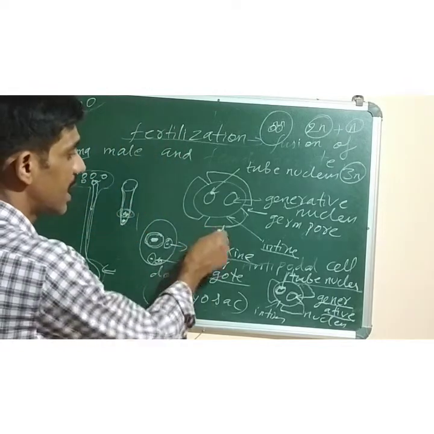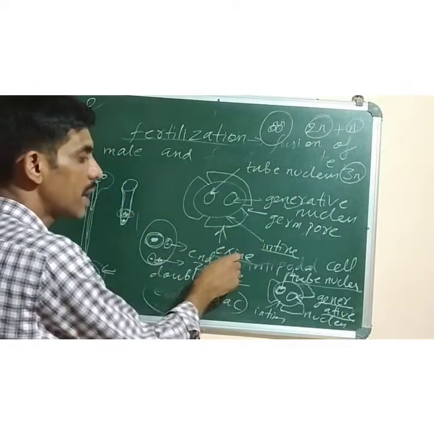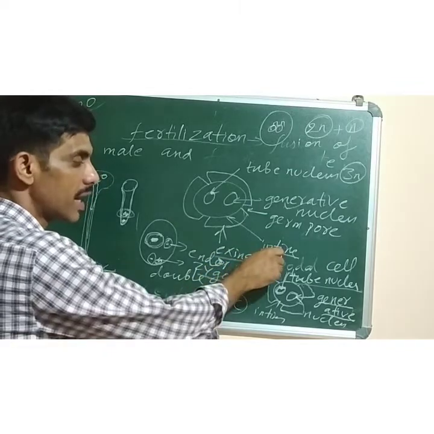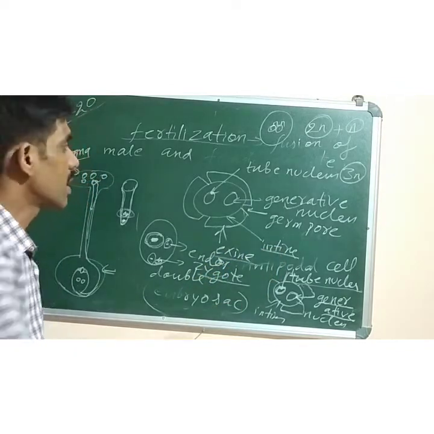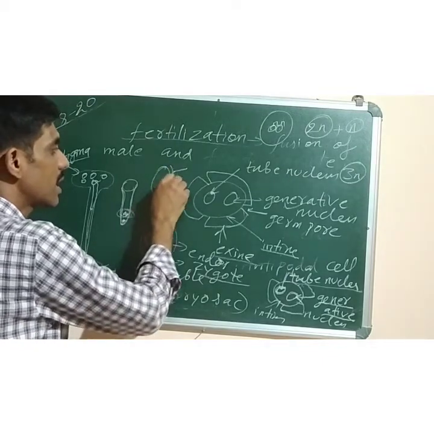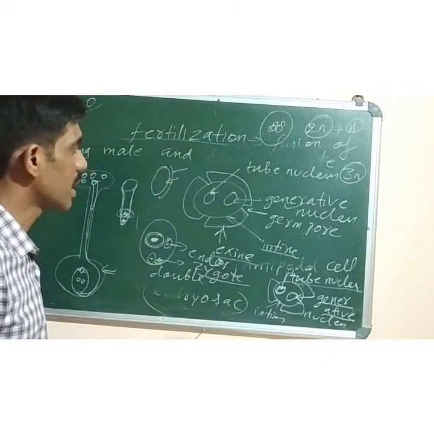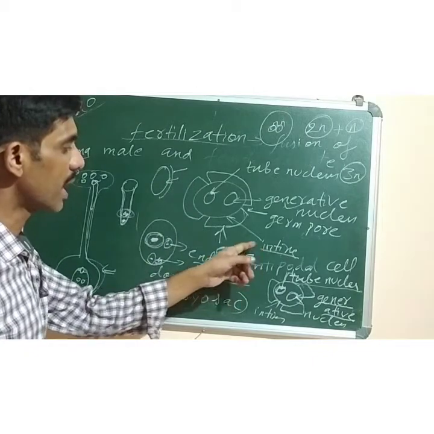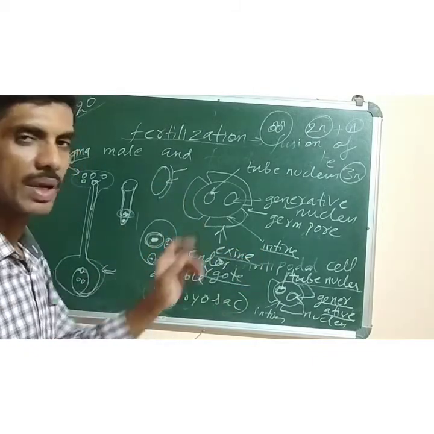Integuments will develop into testa and tegmen. What are testa and tegmen? In a seed, the outermost layer of the seed coat is called testa, and the inner layer is called tegmen. So the testa develops from the exine, and the tegmen develops from the intine.